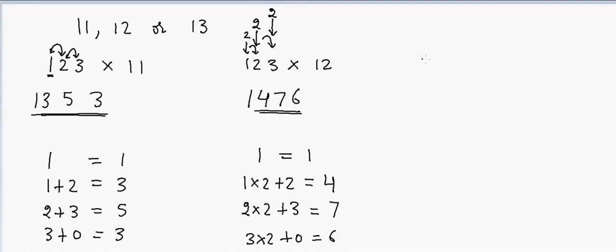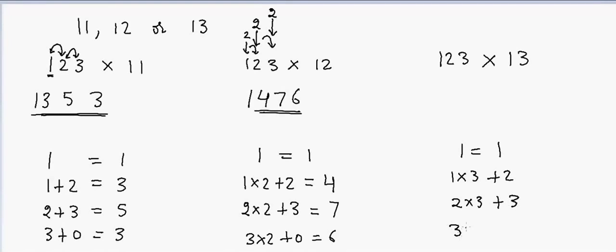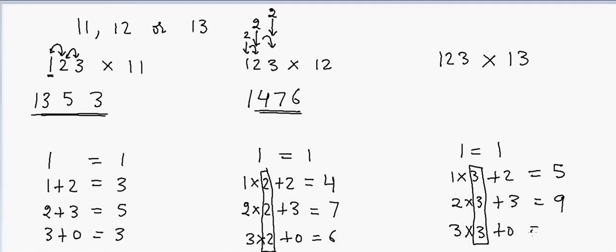So let's go to another example and multiply by 13. If I have 1, 2, 3 and I want to multiply by 13, in this case I'll do it the same way. First digit will be equal to first digit, the second will be 1 into 3 plus 2, and third will be equal to 2 into 3 plus 3, and then we have 3 into 3 plus 0. So if you look here, I multiplied all the numbers by 3. Here I multiplied all the numbers by 2, and here I did not do any multiplication because it was 1. So if I add these numbers, it will be 5, 9 and 9. So the answer will be equal to 1, 5, 9, 9.